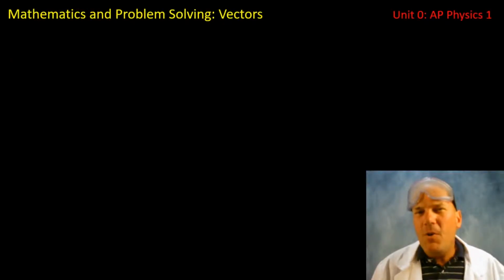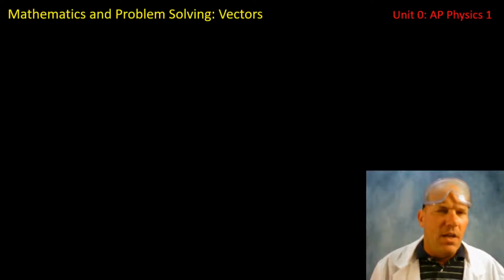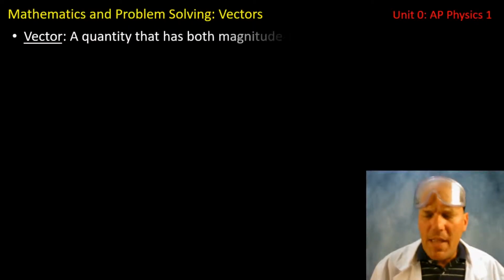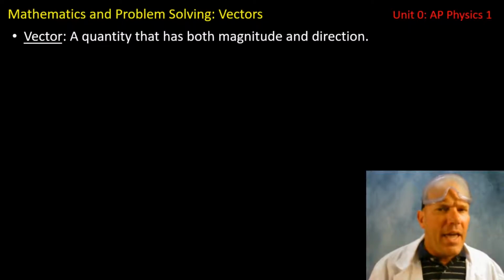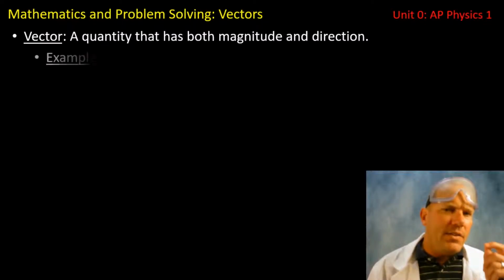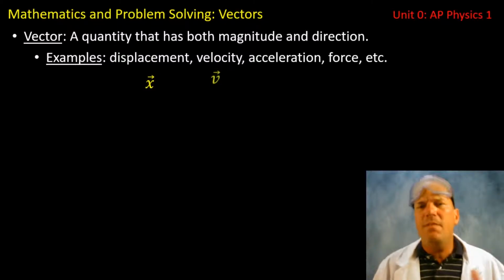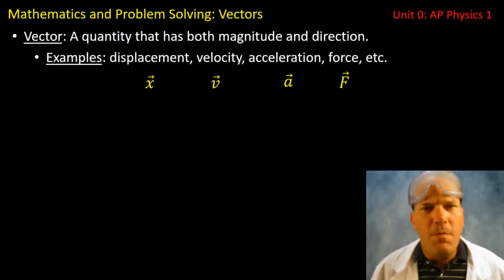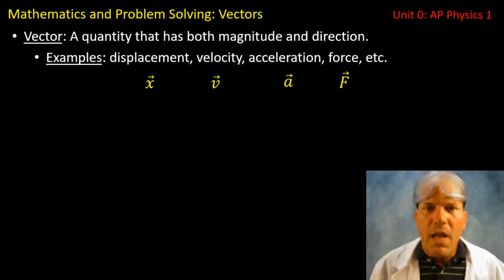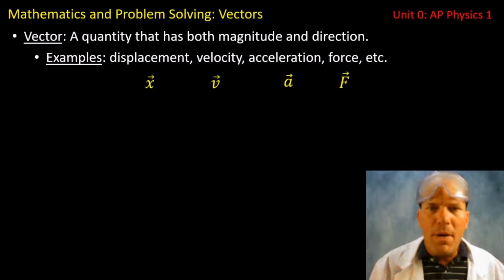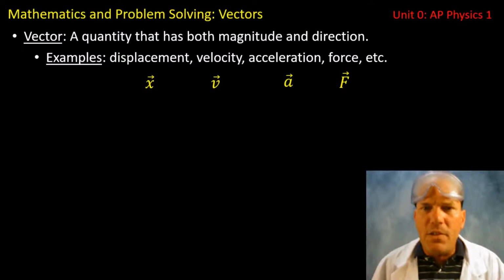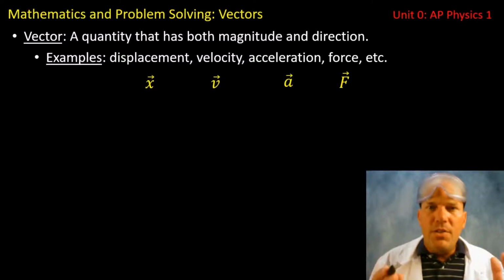In this video, I'm going to be talking about vectors. Now, a vector is a quantity that has both magnitude and direction. And some common examples of vectors in physics would be displacement, velocity, acceleration, force, among many others that you'll learn about throughout this course. I want you to notice that above each one of these vectors, there is a symbol, an arrow. That arrow is used to denote a vector quantity.